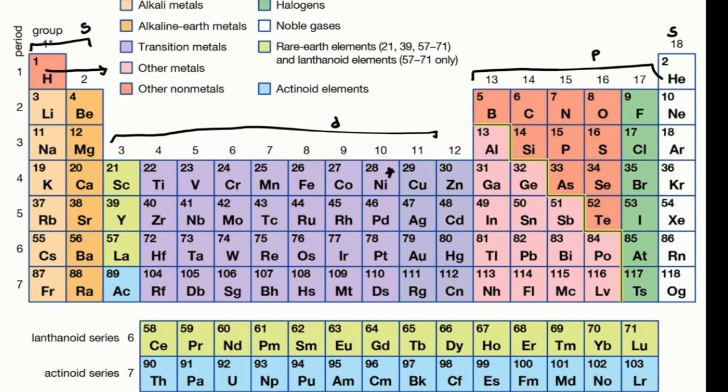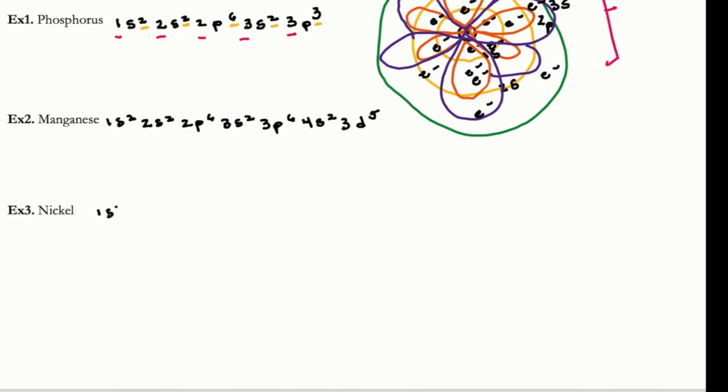1s2, and notice I put all the principal energy levels here. 1s2, 2s2, 2p6, 3s2, 3p6, 4s2, and then, because remember d starts one energy level lower, 3d, and if you count across, that'll be 8. So this will be 1s2, 2s2, 2p6, 3s2, 3p6, 4s2, and 3d8.